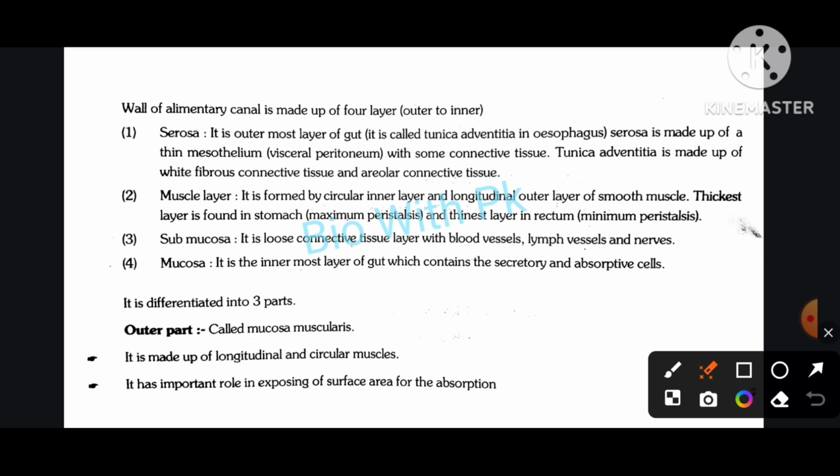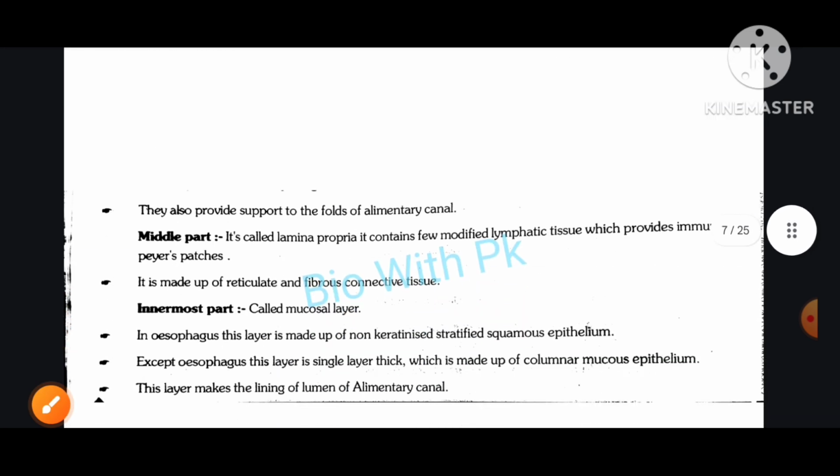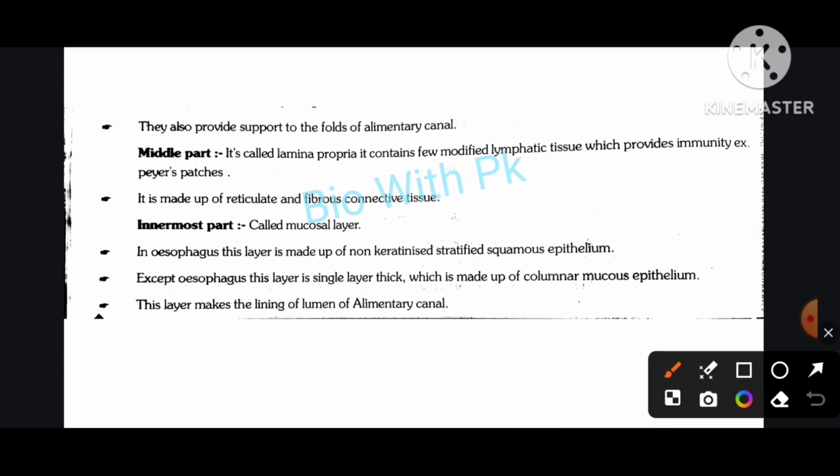Number third, submucosa. It is a loose connective tissue layer with blood vessels, lymph vessels, and nerves. Number four, mucosa. It is the innermost layer of gut which contains the secretory and absorptive cells. It is differentiated into three parts. Outer part, called muscularis mucosae. It is made up of longitudinal and circular muscles. It has an important role in exposing surface area for absorption. They also provide support to the folds of alimentary canal.